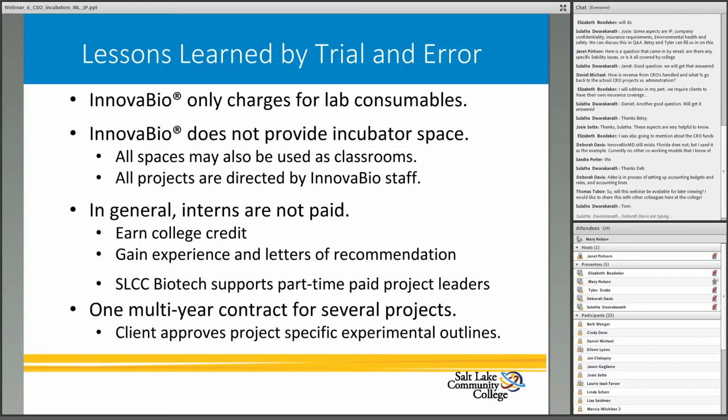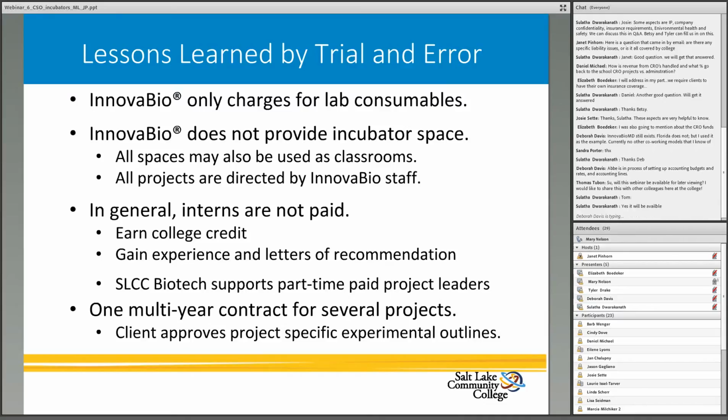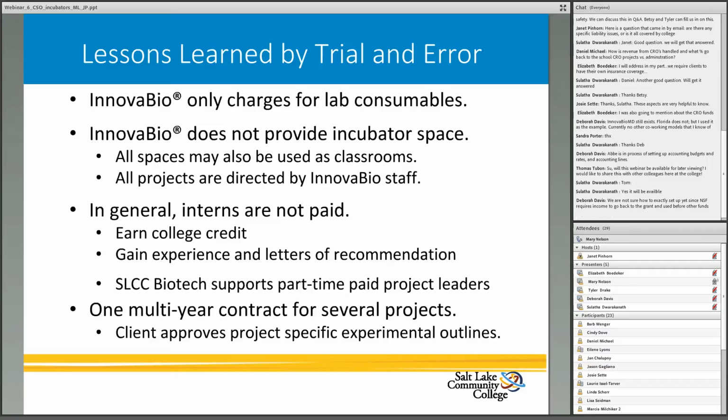Regarding our contract, we typically have one larger contract, and from that we say in the contract we'll put together an experimental design, and then the company approves each of those experimental designs, and we can work on those projects.